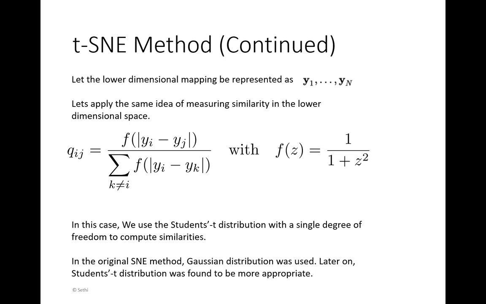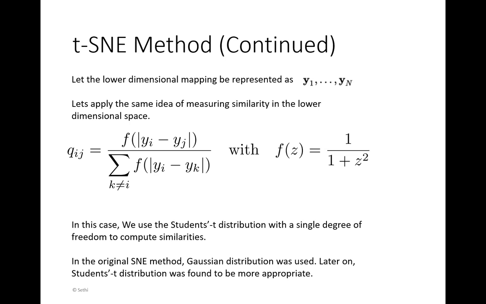So the basic idea is that if there is a pair of points that is close to each other in the high dimensional space, when you map them into lower dimensional space, you want that pair of points again to be close to each other. And you need to maintain this condition over all potential pairs that you have.